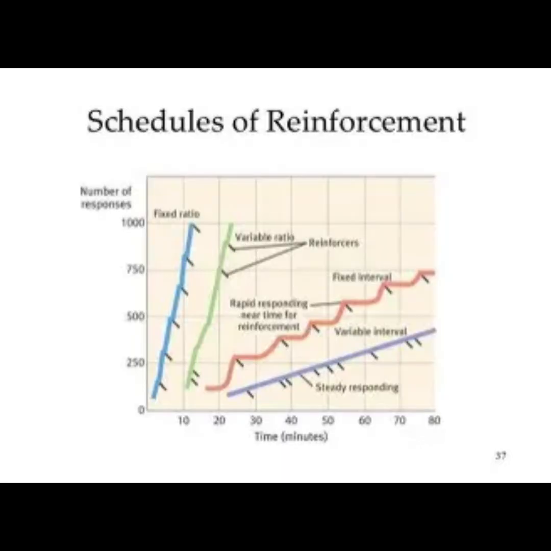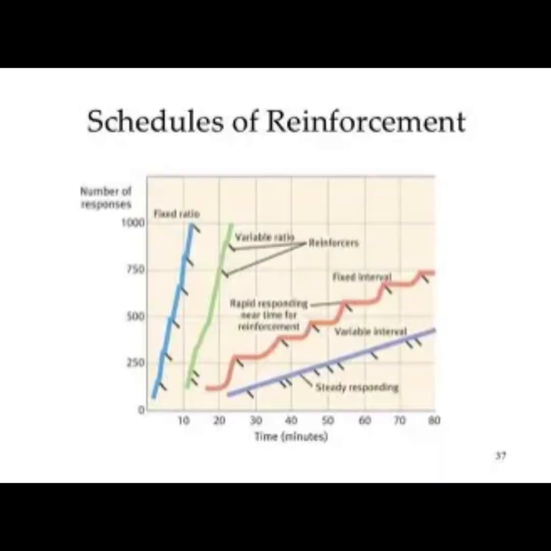So let's take a look at this graph. And I want you guys to look at this. You're going to see fixed ratio goes straight up because people understand, hey, I did this 3 times, I got reinforced. Awesome. Let me do it 3 times again. Oh, I got reinforced. And it's consistent. So that's why you see a straight up jagged kind of thing right there.